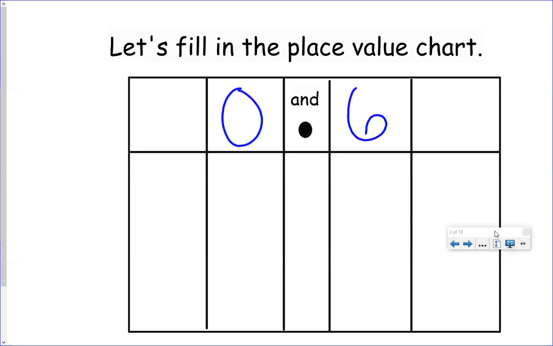Please don't say 0.6. How would you read that? 0 and 6. Attaboy, 0 and 6/10. How would we read this? 0 and 6800.